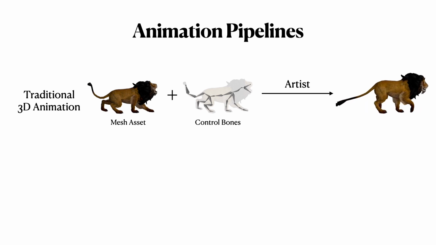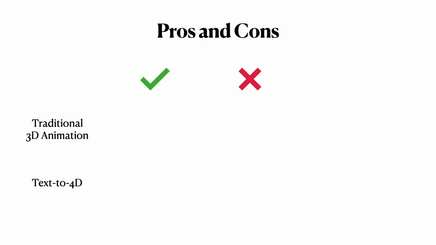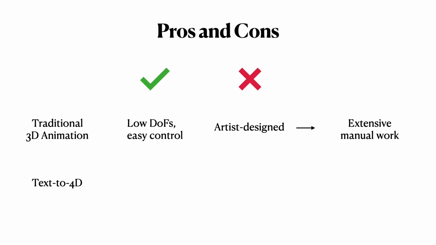In traditional 3D animation, artists control a mesh asset using a skeleton system. Recently, advancements in text-to-4D technology have enabled the distillation of neural deformations onto 3D GS assets from video diffusion models. Skeleton-based characters provide excellent motion controllability thanks to their low degrees of freedom, but they typically demand extensive manual effort from digital artists.